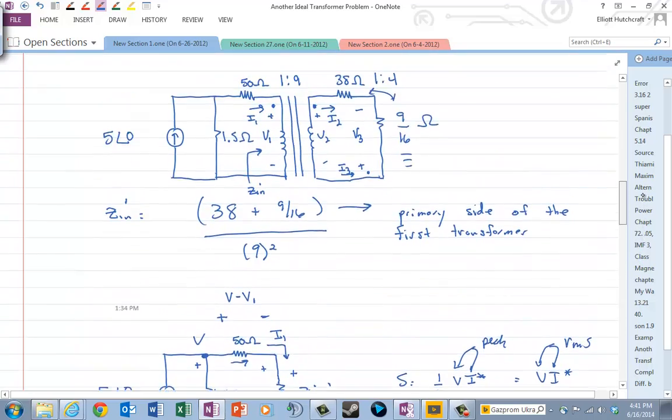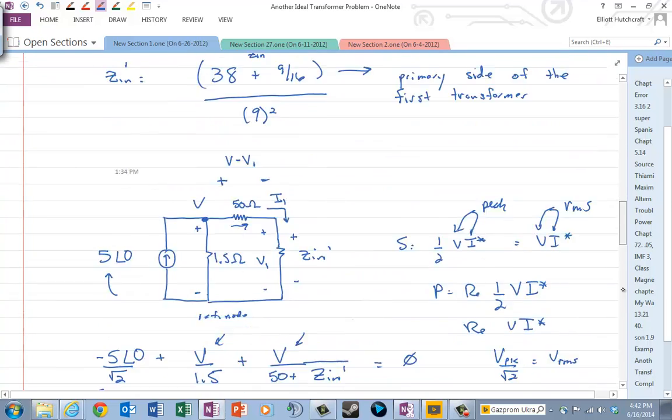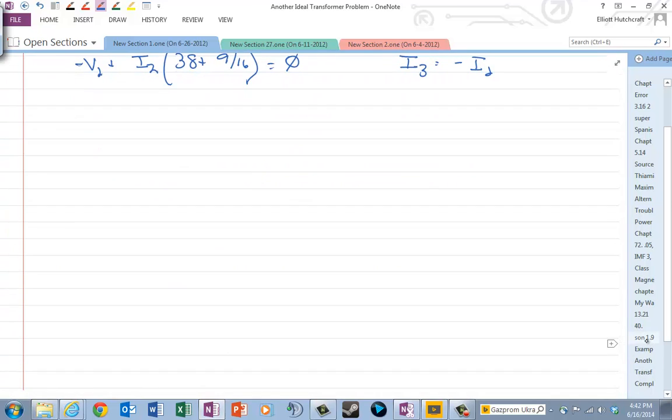And then once we have V4 and I4, we can go back to this top and realize, oh, well, the current going through that 9 ohm is I4, or the voltage across that 9 ohm is V4. Either one, we'd get the same answer. And the power absorbed in that 9 ohm is equal to the real part of V I conjugate, and so I'll say V9 I9 for the voltage across that 9 ohm and the current through that 9 ohm.